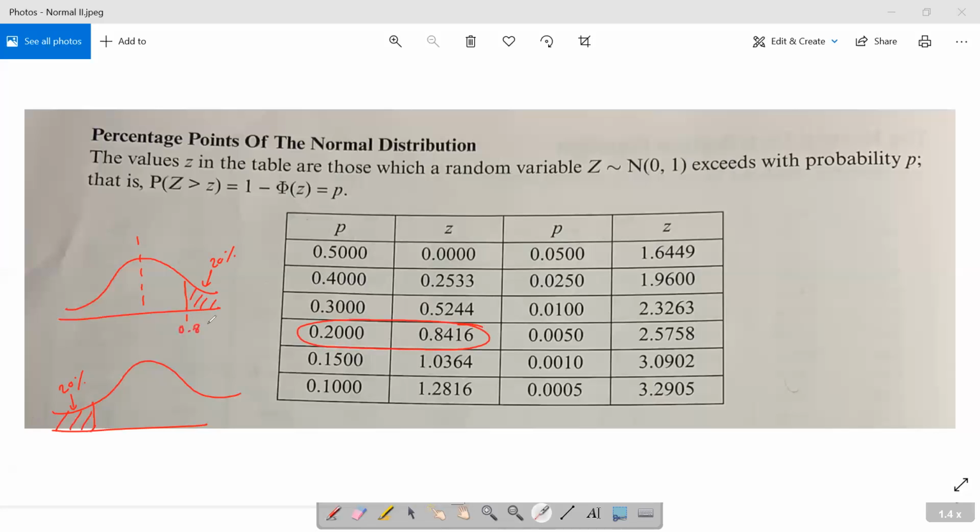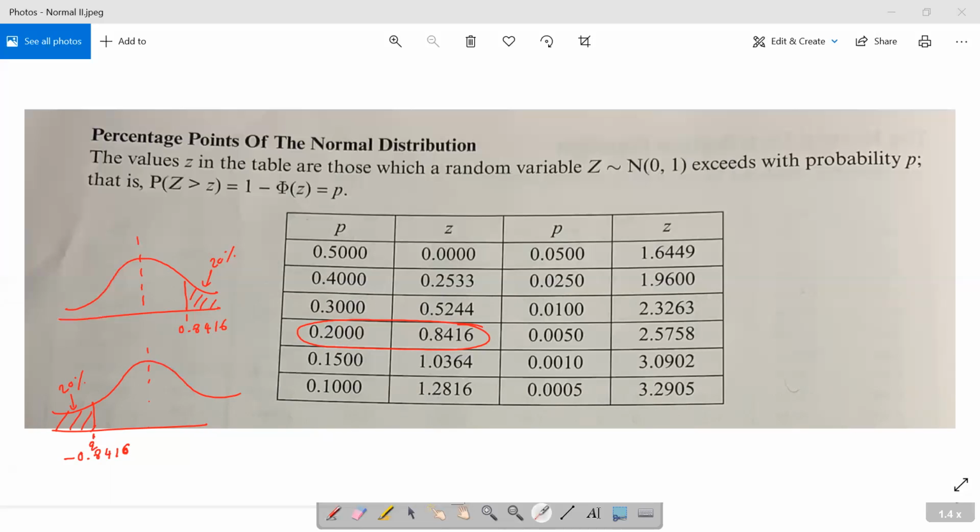0.8416 is the value here. But in our case, the 0.8416 is on the other side because our area is on the other side, which means this value is negative 0.8416. Do you guys agree? The value that we want is a negative figure. We use the symmetric property of the graph. So the Q value is negative 0.8416.